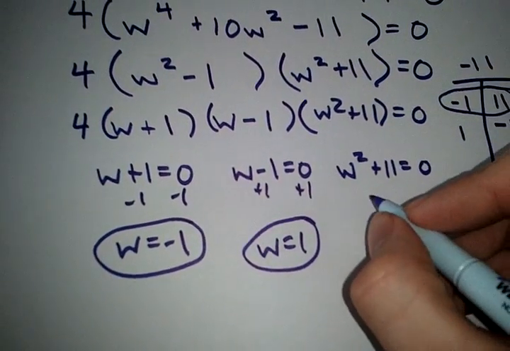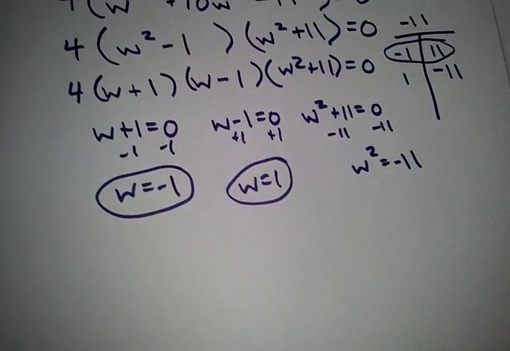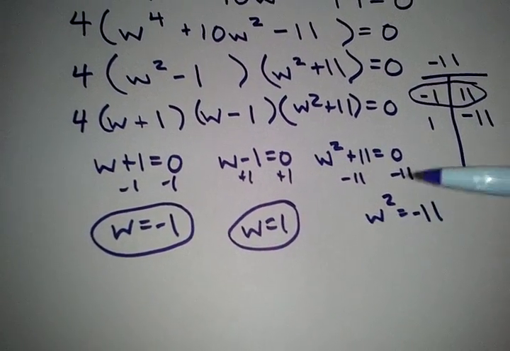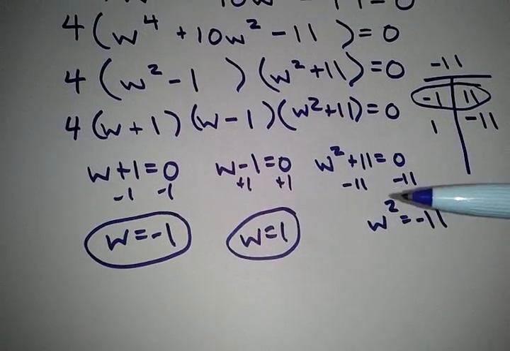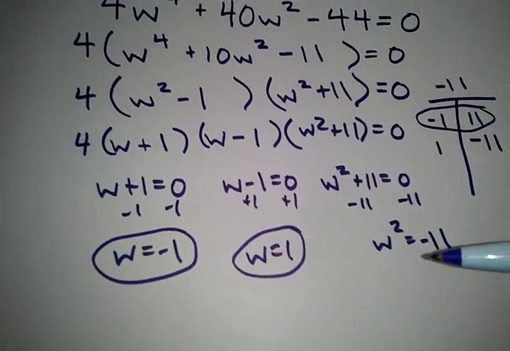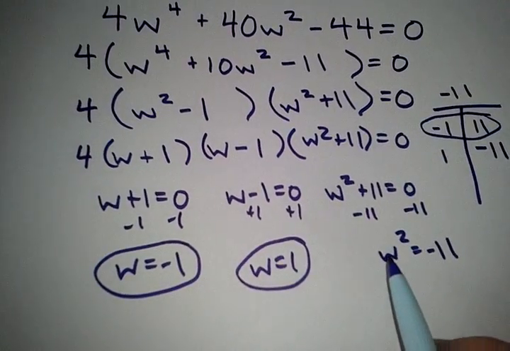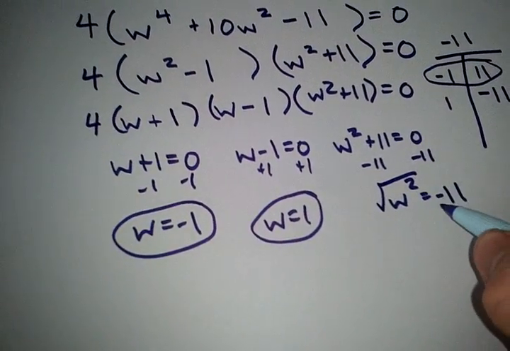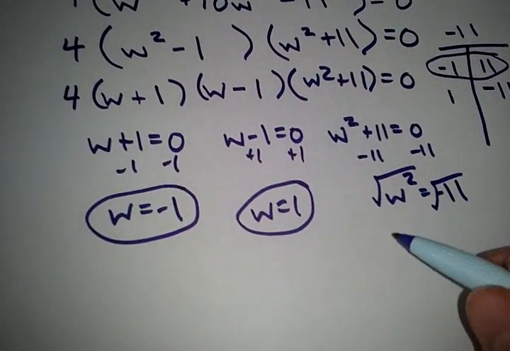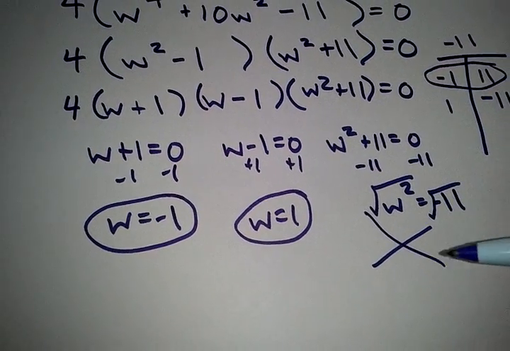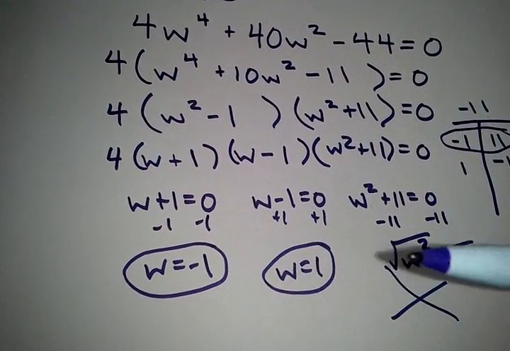Now on this third term, we're going to subtract 11 from both sides. So w squared equals negative 11. This right here is saying what times itself equals a negative number. 3 times 3 gives you positive 9. Negative 3 times negative 3 gives you positive 9, excuse me. There's going to be no real number when multiplied by itself that will give you a negative number. This is an imaginary solution. So we don't care about the imaginary solutions right now. For now, the two solutions to this polynomial are going to be negative 1 and positive 1.